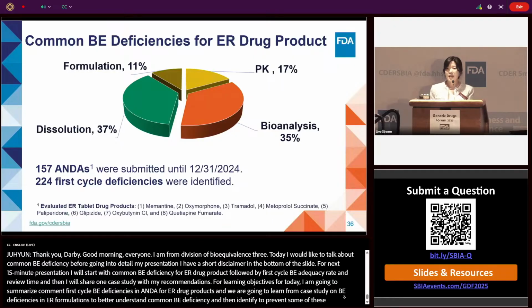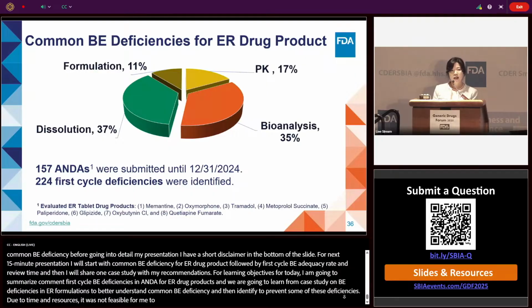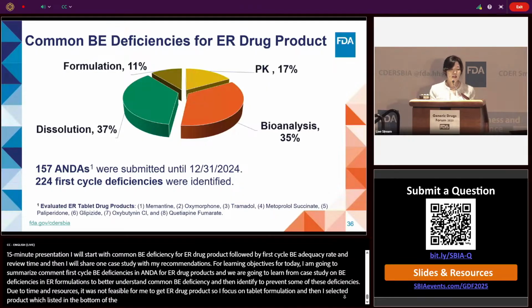Due to limit of time and resources, it was not feasible for me to look at ANDA for all ER drug product. So I focused on the tablet formulation, and then I selected the 8 drug product, which listed in the bottom of this slide. And for this 8 drug product, 157 ANDA was received until end of year 2024, and 224 deficiency was identified during first cycle BE review.